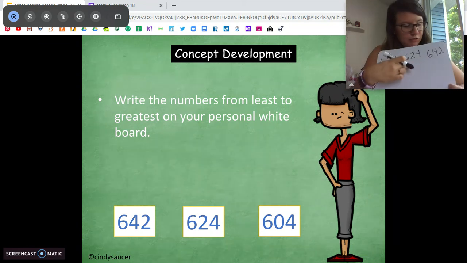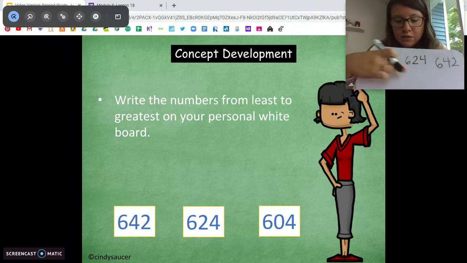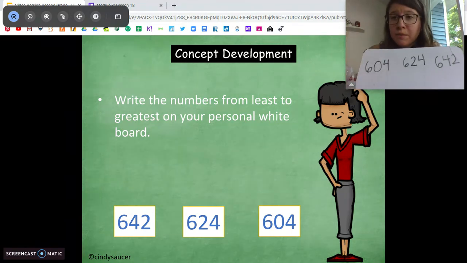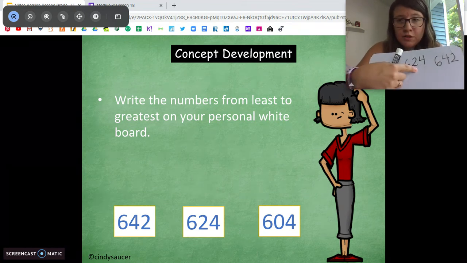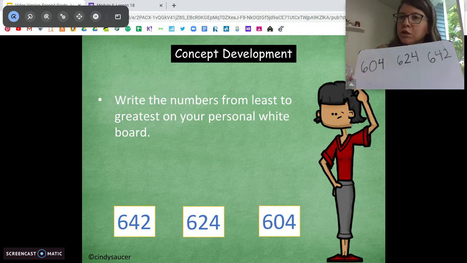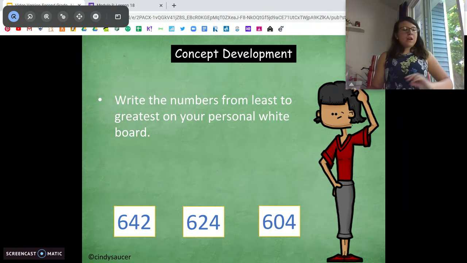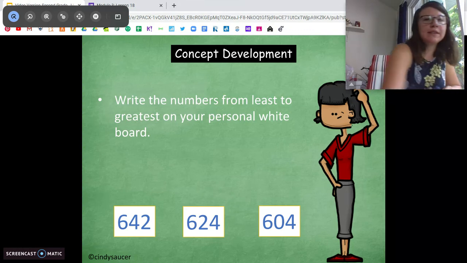604, 624, 642. If we look at the hundreds place, all of them have 600s. So I'm going to look at the tens place next. This number has 0 tens. This number has 2 tens. This number has 4 tens. So I just put them in order from least to greatest. Awesome work. Let's do one more and then get into your exit ticket.